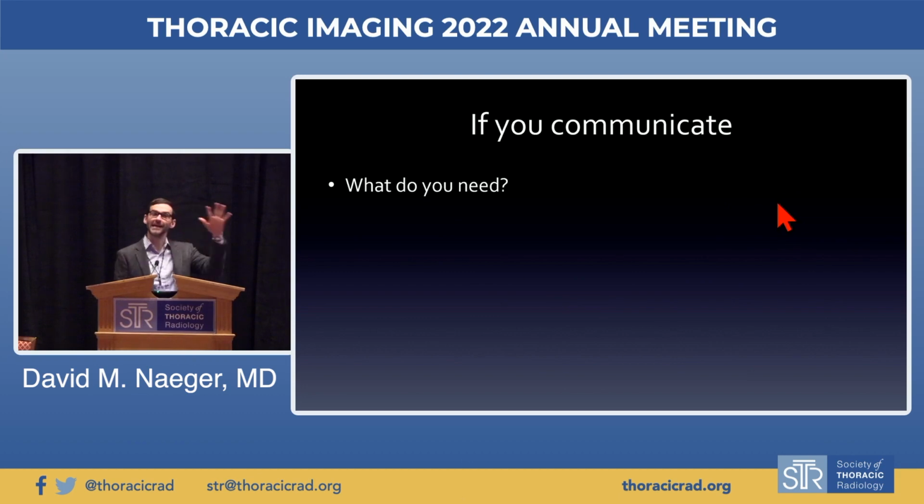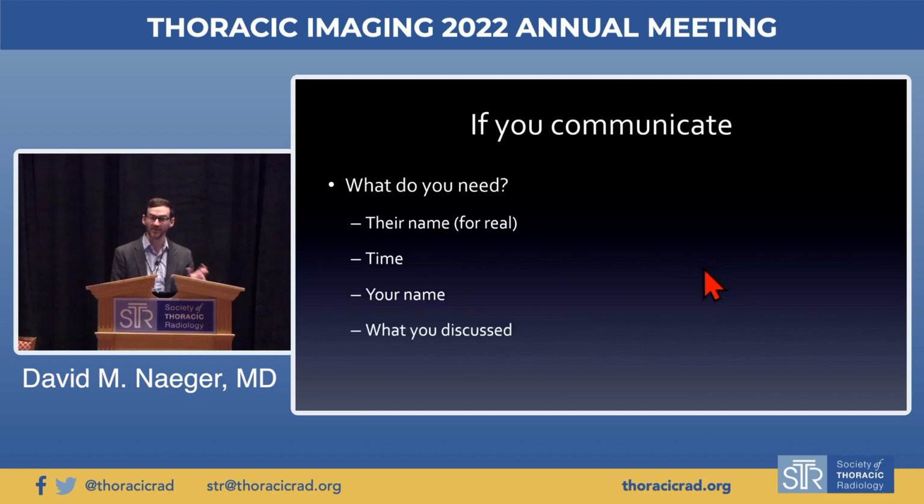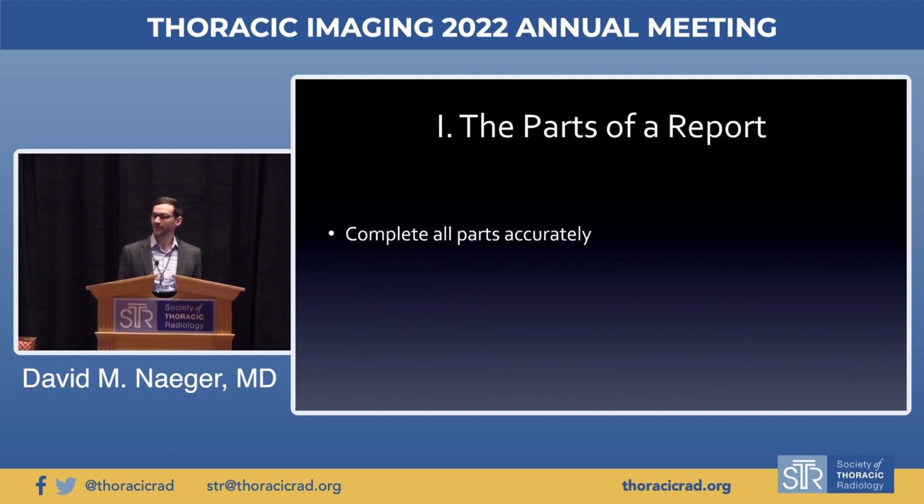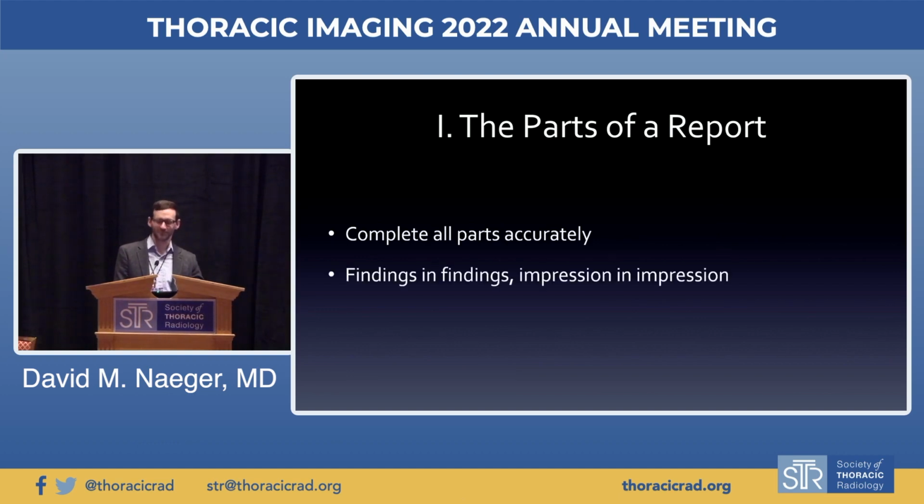All right, and then last after findings and impression is if you did communicate the report, you are actually supposed to mention multiple pieces of information, like who, when, what you said to them, if you communicated, okay? And if it's a non-provider, you should indicate that they are allowed to take the message and they read it back. All right, so the summary here is make sure they're all right. Findings goes in findings, impression in impression, and you should document communication.